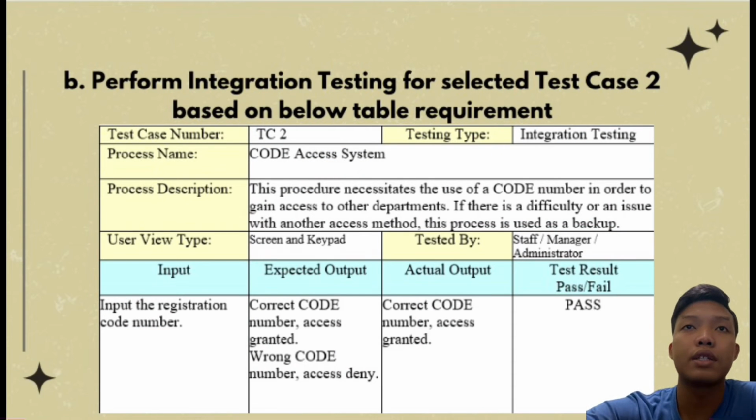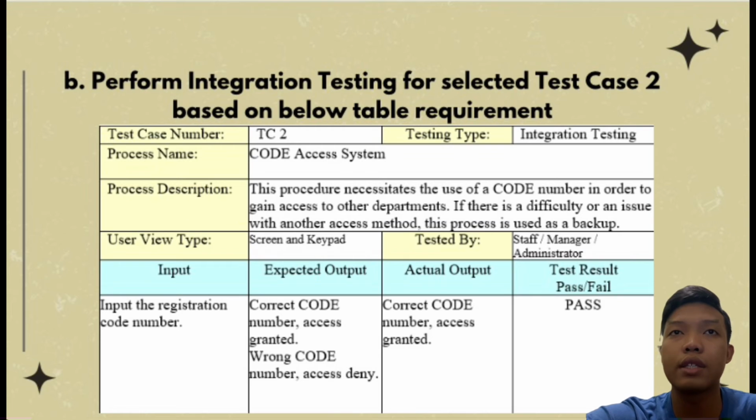To perform integration testing, we select test case 2 based on the table requirement below. Test case 2 testing type is integration testing. The process name is code access system, and the description is: this procedure necessitates the use of a code number in order to gain access to other departments. If there is a difficulty or an issue with another access method, this process is used as a backup.